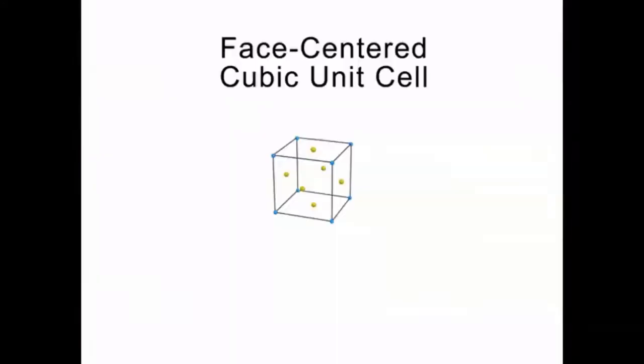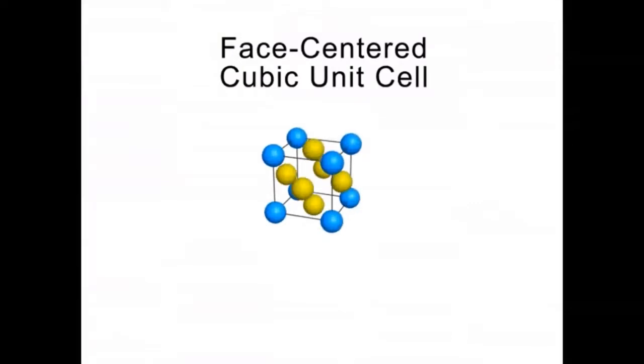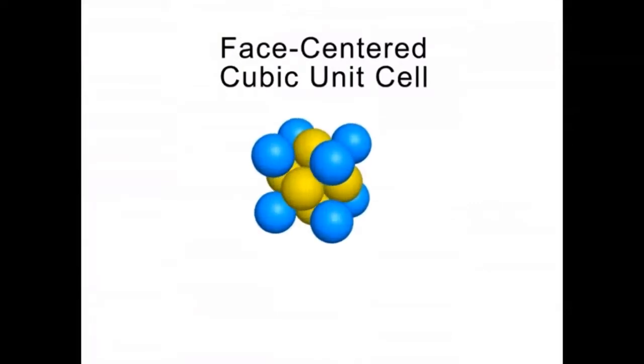The face-centered cubic unit cell has a particle at each corner and in each face, which are colored yellow here, but none in the center. The corner particles don't touch each other, but each corner does touch a particle in the face, and those in the faces touch each other as well. The actual unit cell consists of portions of particles at the corners and in the faces.